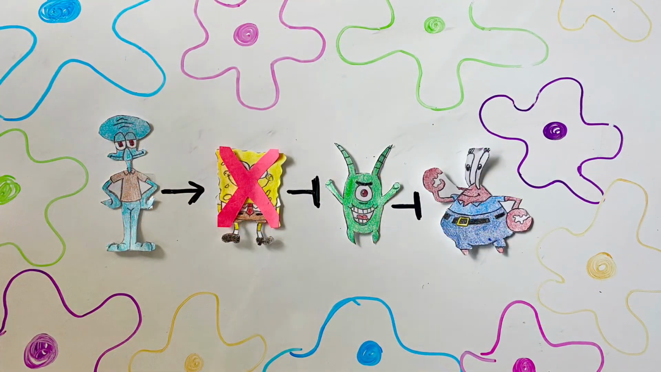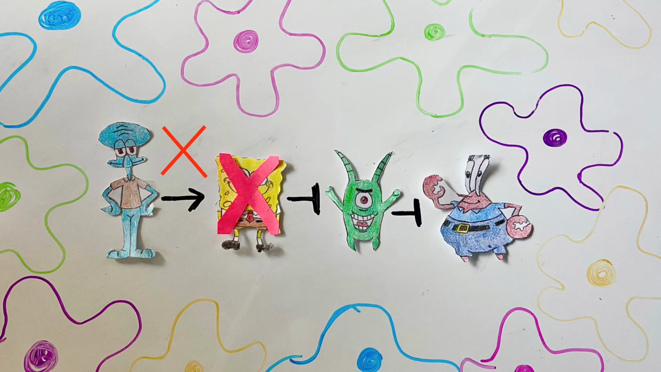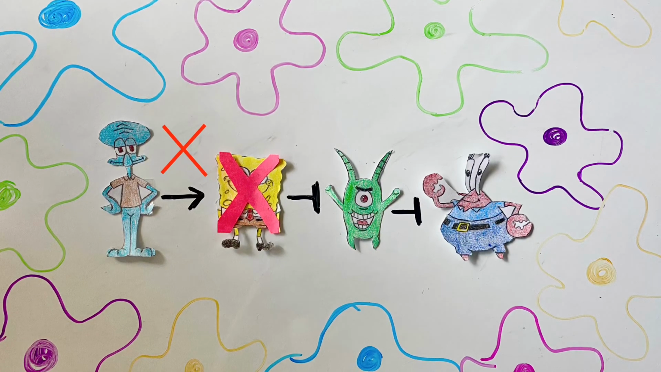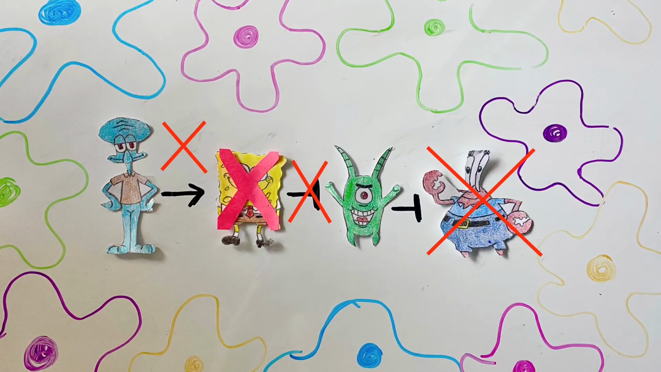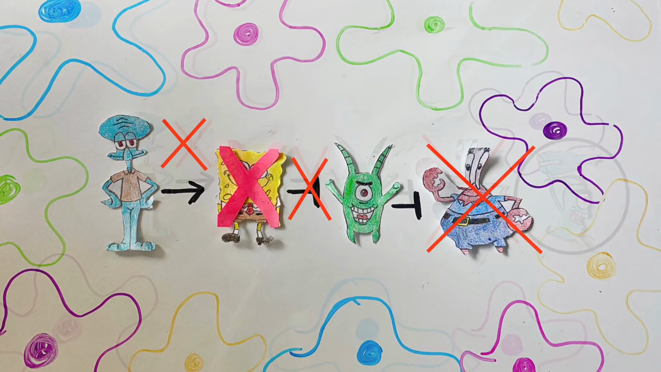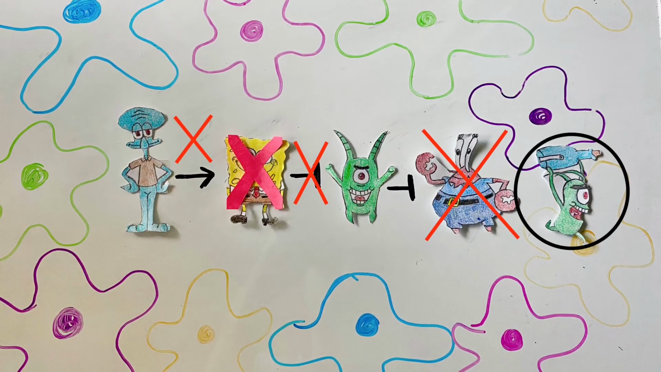However, if a single mutant occurs and SpongeBob is not present, Squidward will be unable to activate transcription. This leaves no character able of repressing Plankton, which allows him to repress the transcription of Mr. Krabs. This leads to an end phenotype where the formula is lost to Plankton.